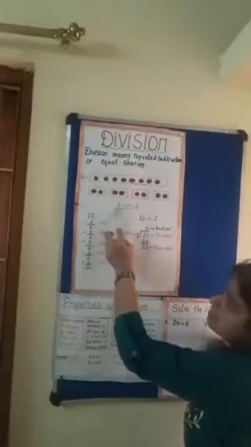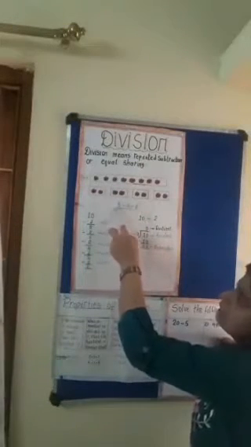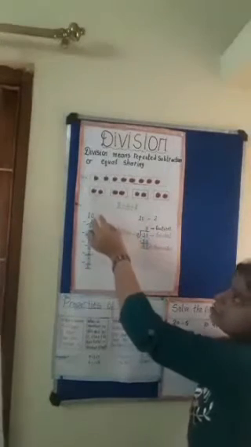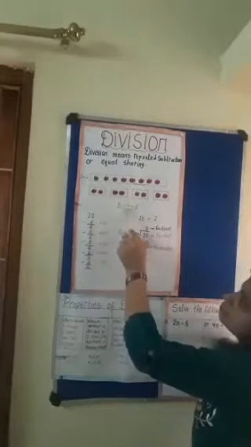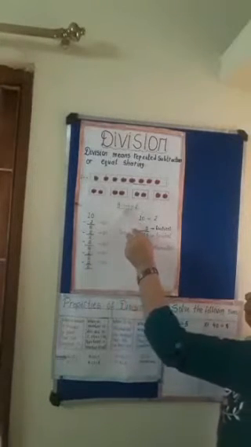Total number of apples is 8, and number of groups is 4. So we have divided 8 by 4. And in each group we have got 2 apples. So 8 divided by 4 is 2.